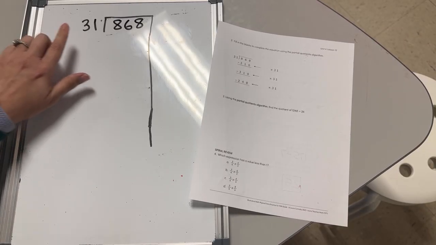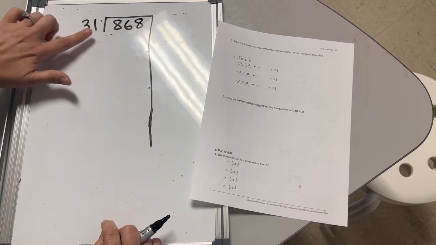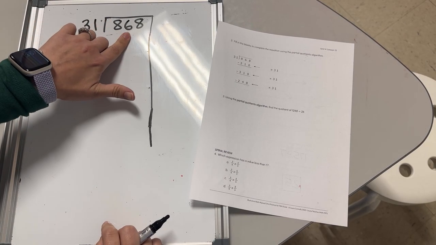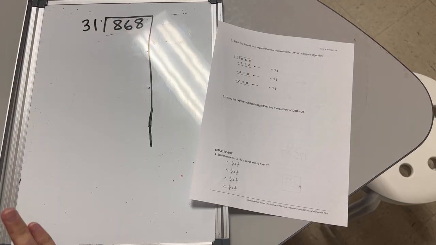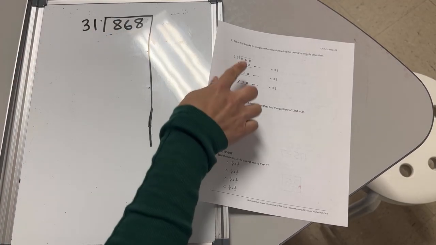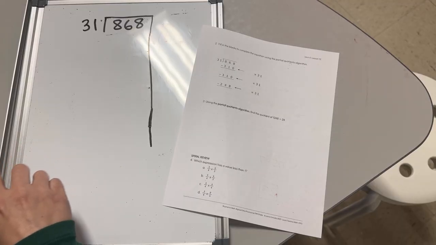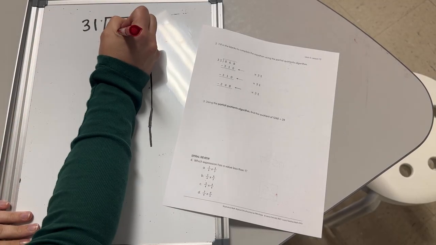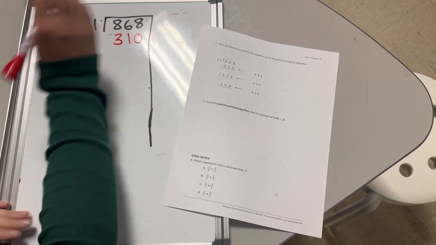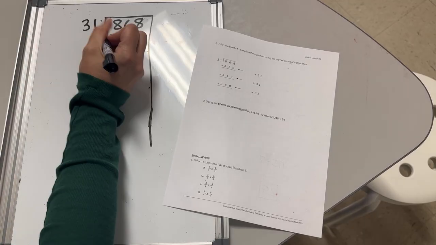And the whole premise here is that I'm trying to figure out how many times 31 goes into 868. And I can see that they've got some work here done for me already. So they have 310 that they subtracted.